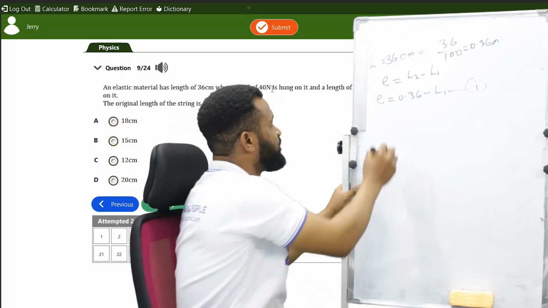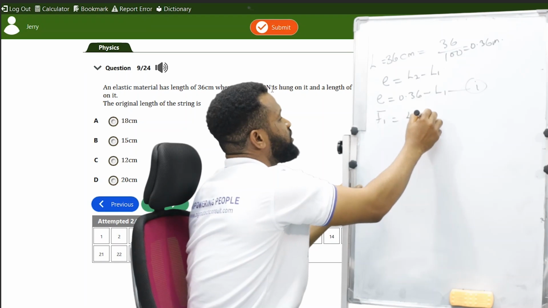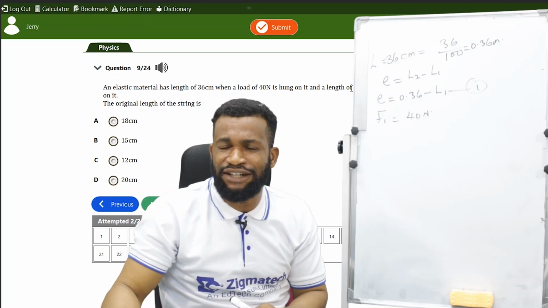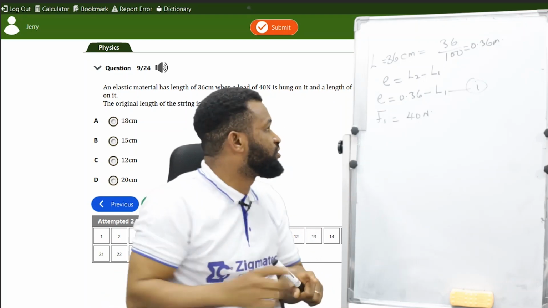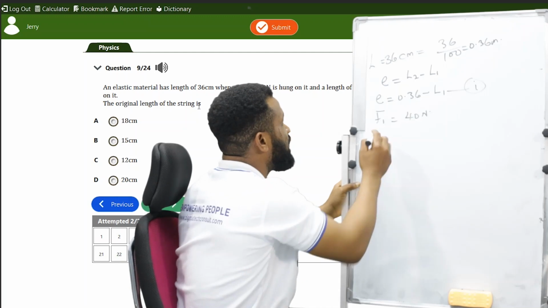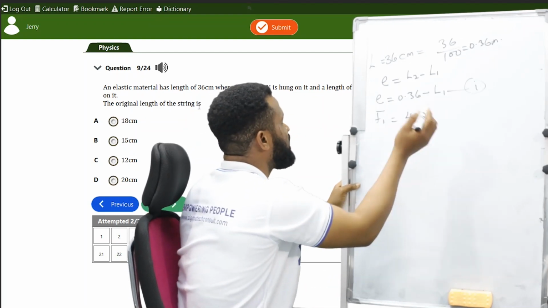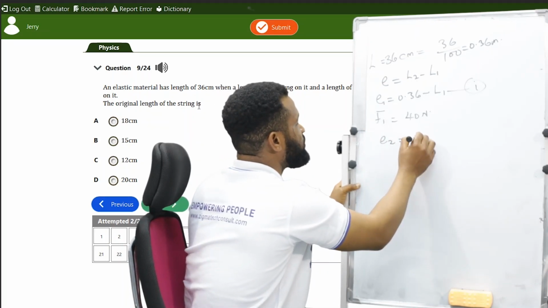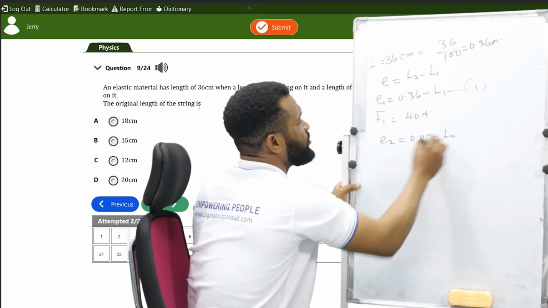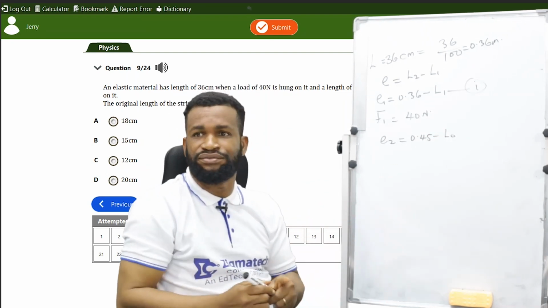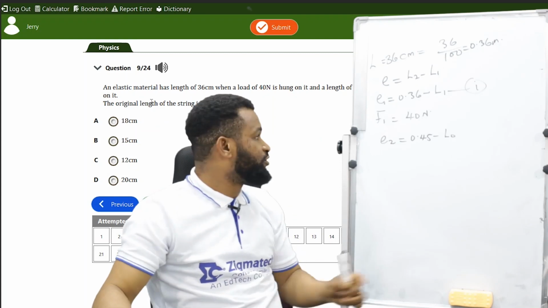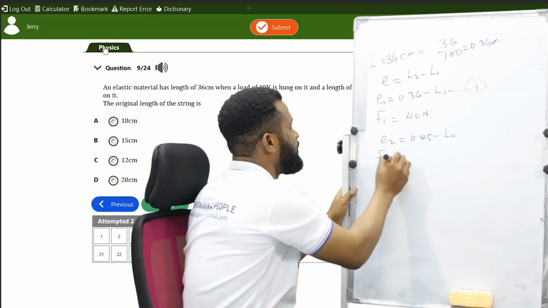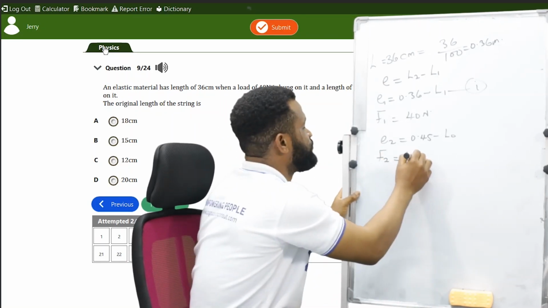Then what force gave this? F1 is going to be 40 Newton. And that is the force that gave this. And a length of 45 cm when a load of 60. So there is another one. So L2, another extension. So I'm calling this one E1. Then extension E2 is going to be 45, which is going to be 0.45 minus the original length. So this is the E2. Now we are asked to find the original length, and the new force F2 is going to be 60 Newton.